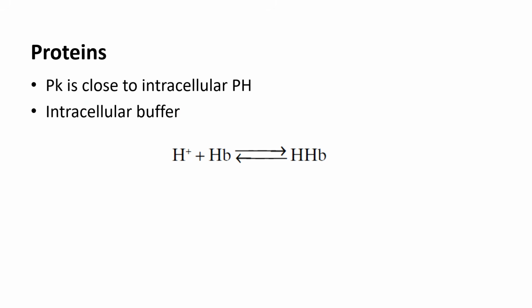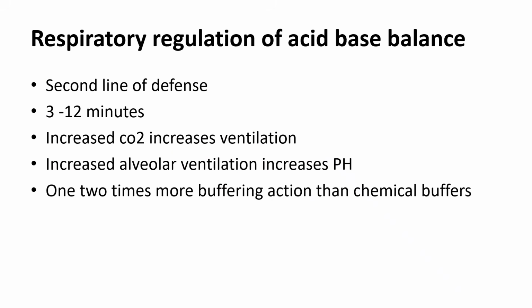Proteins. Proteins also have a pK value nearer to the intracellular pH and they are good intracellular buffers. One such example is hemoglobin. Hemoglobin temporarily binds with H plus and whenever its quantity is reduced, H plus is released.